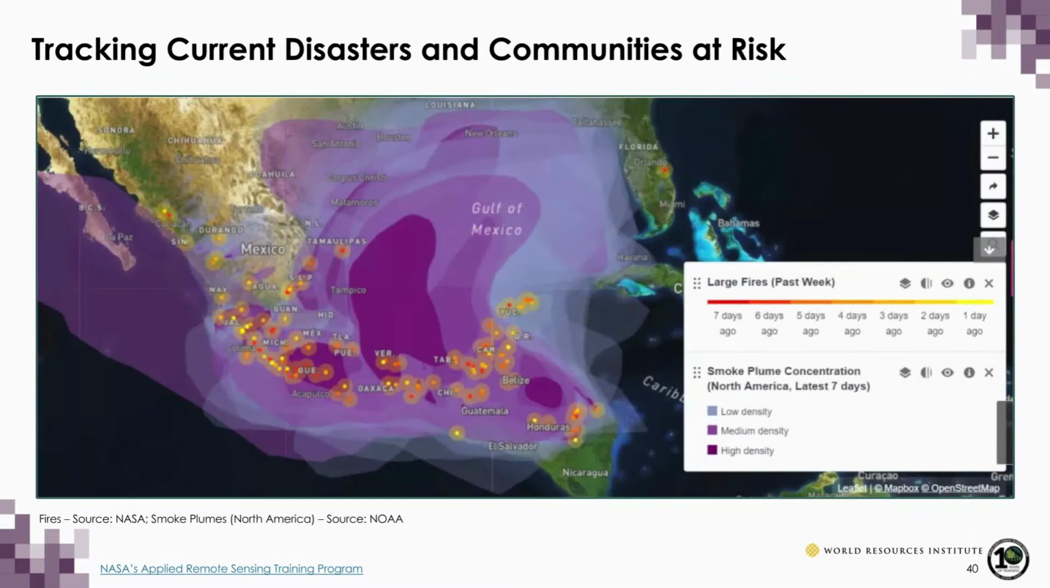We also had a number of large fires that occurred in Mexico in May. These fires created huge smoke plumes, which caused a lot of air pollution, and Mexico City was actually declared to be in a state of emergency during this time. So here you're seeing a screenshot of the large fires that were happening in Mexico, as well as the smoke plumes that went along with them. So you could use something like this to track which communities were not only in danger of fire, but also in danger of having really high levels of air pollution during that time.